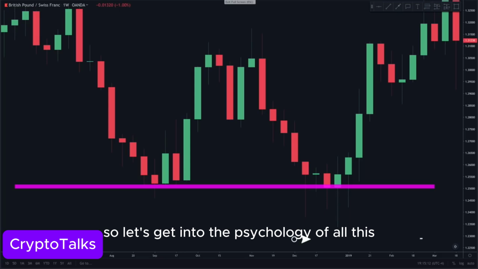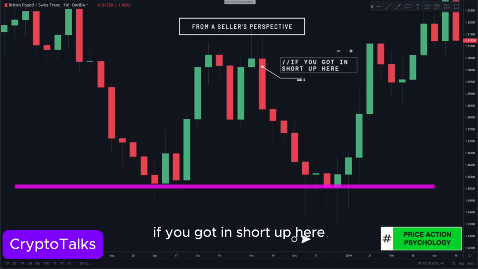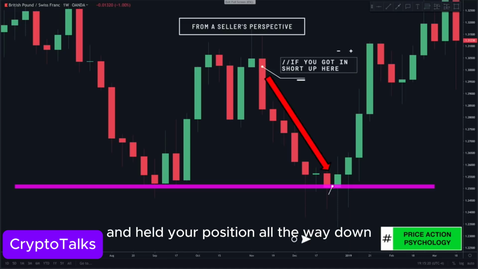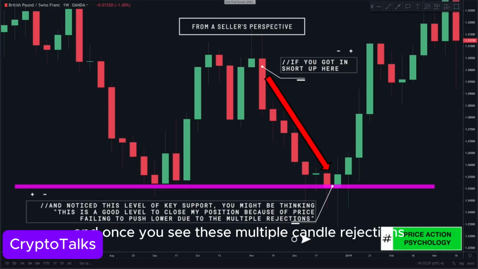So let's get into the psychology of all this. Think about this from a seller's perspective. If you got in short up here and held your position all the way down, in your mind, and once you see these multiple candle rejections, you are telling yourself.